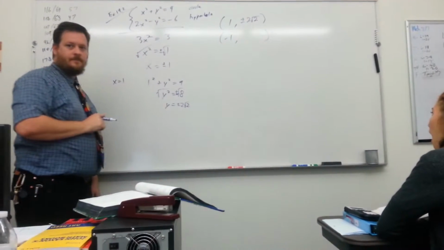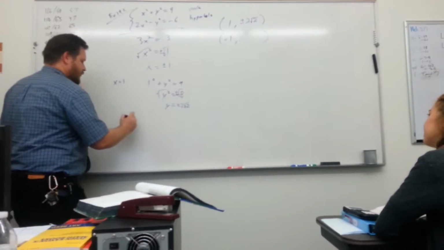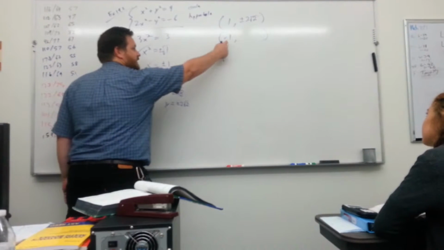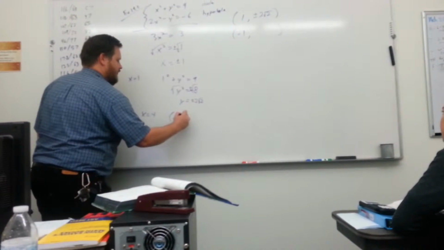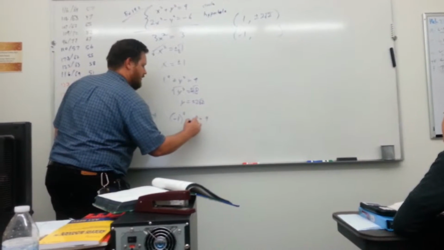Now we have to do this again, except with an x of -1, because we have to consider this possibility. So we have x squared plus y squared equals 9. The same thing.